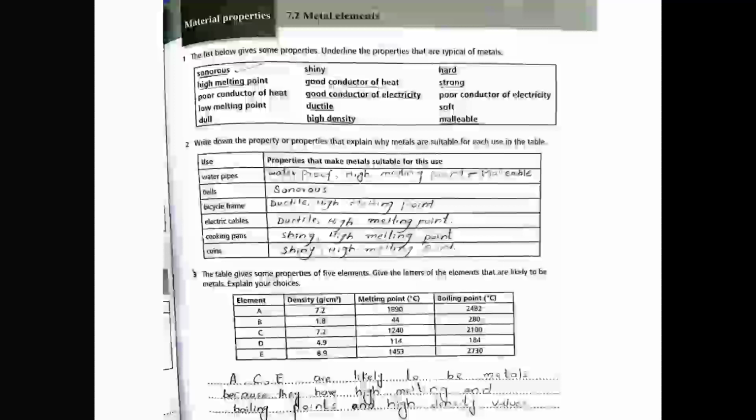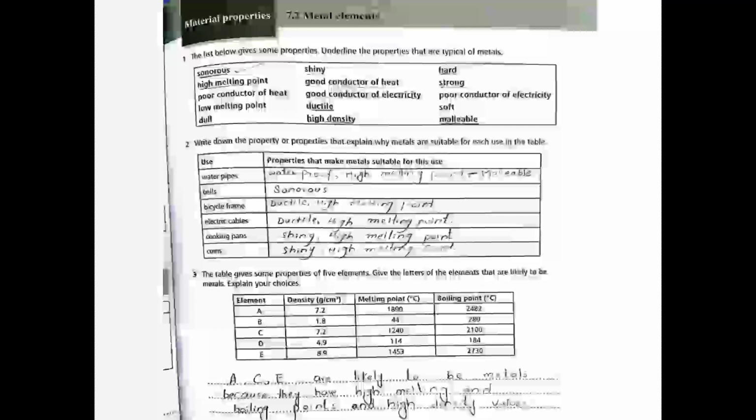Question number 2, we have to write down the property or properties that explain why metals are suitable for each use in the table. We have to write why these kinds of metals are useful: water pipes, bells, bicycle frame, electric cables, cooking pans, and coins. So water pipes are useful because they are waterproof, they have high melting points, and they are malleable. Bells, because they are sonorous, they create sound and a very high sound.